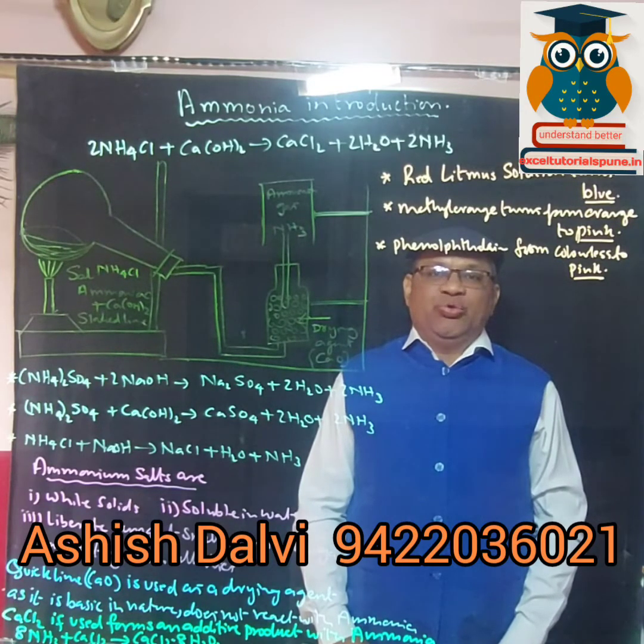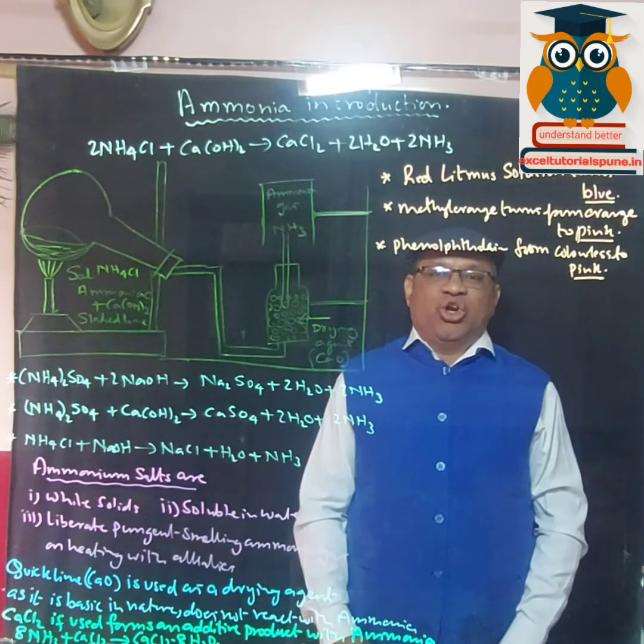Now ammonia is found in nature, in air as well as water, and it is a very important compound. It is used in the manufacture of explosives and fertilizers like urea and ammonium sulfate. That's also a fertilizer, and it has a variety of uses. Now this ammonia is basic in nature.